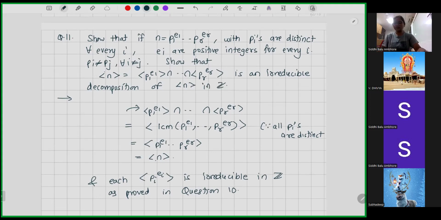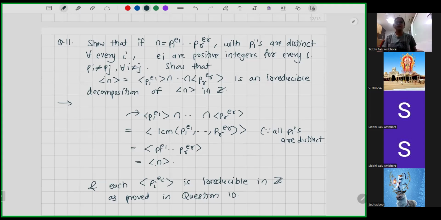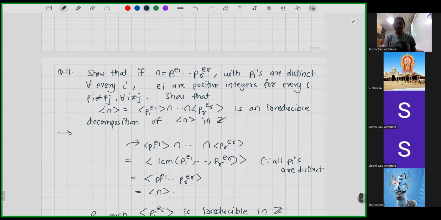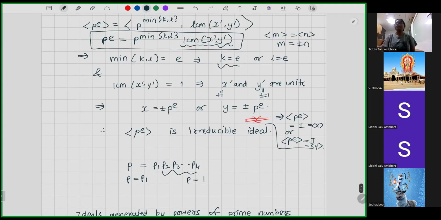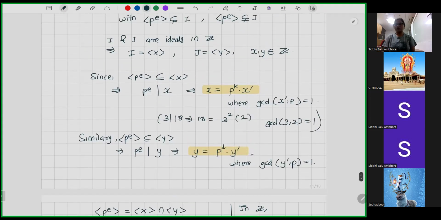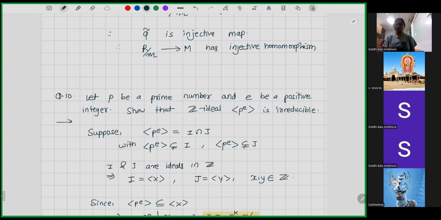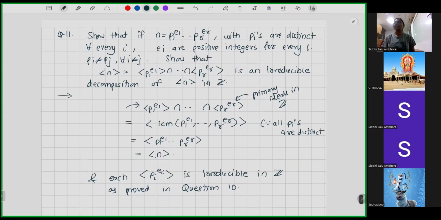Okay. Any doubts here? Since these pi power ei are irreducible ideals as we proved here, that's why we can write this. And these are also primary ideals in Z, because the radical of each of these is just pi, which is prime in Z. So these are irreducible and primary decompositions of some ideal in Z. Is this clear? Any doubts?